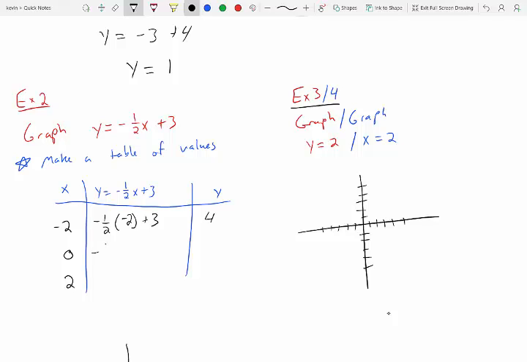Do the same thing with 0. Negative 1/2 times 0 plus 3, I get 3. Do the same thing with 2, and I get 2.